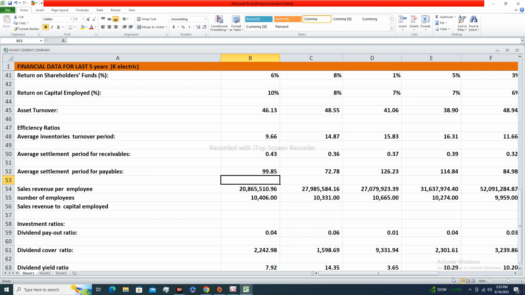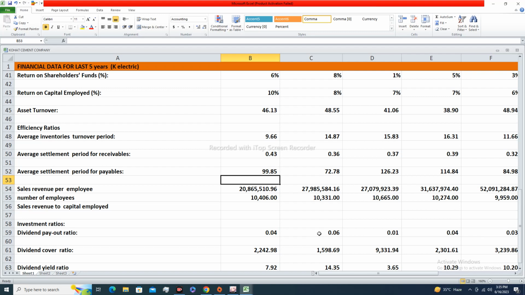Then there is sales revenue per employee. It is calculated by the company's annual sales divided by the total number of employees. And these are the total numbers of employees given over the years. As you can see, there are some ups and downs in the number of employees that K Electric had over the years.